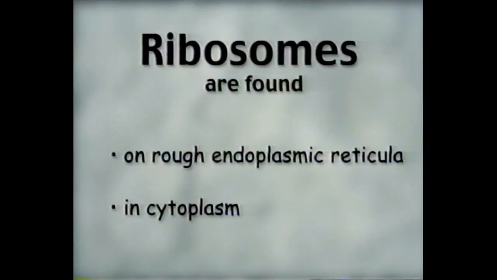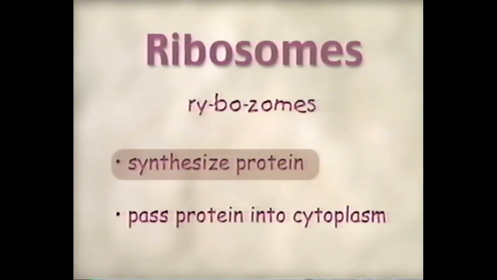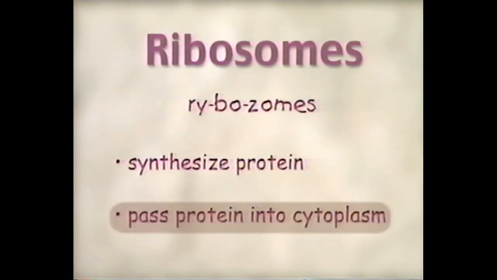So ribosomes are only located on rough endoplasmic reticula, right? Not quite. While ribosomes are found on rough endoplasmic reticula, they can also be found in the cytoplasm. Oh, cool! There are ribosomes in the cytoplasm. But what good are they? They synthesize protein and pass the protein directly into the cytoplasm.